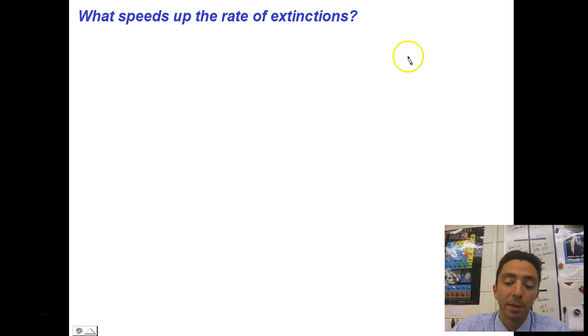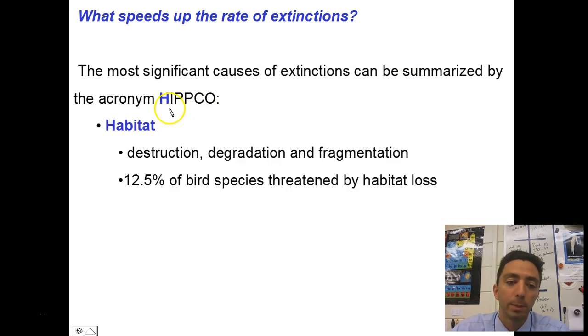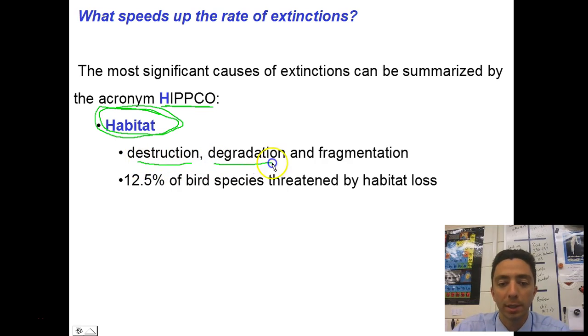So what speeds up the rate? This is where HIPCO is going to come into play. And here you'll see the acronym HIPCO. The first one is the biggest one. Habitat is huge. And we're talking about any of these three things: destruction, degradation, and fragmentation. And so what's going on is the forests or the swamps or the coastal marshes, these are being turned into other purposes, where maybe we're cutting down the trees for a palm oil plantation, maybe we're filling in the wetlands so we can build the city of Jacksonville.